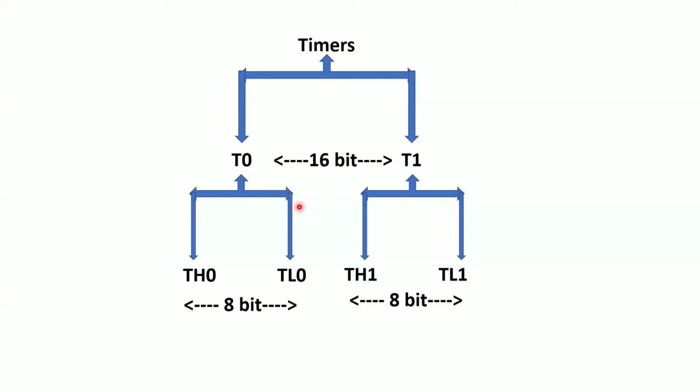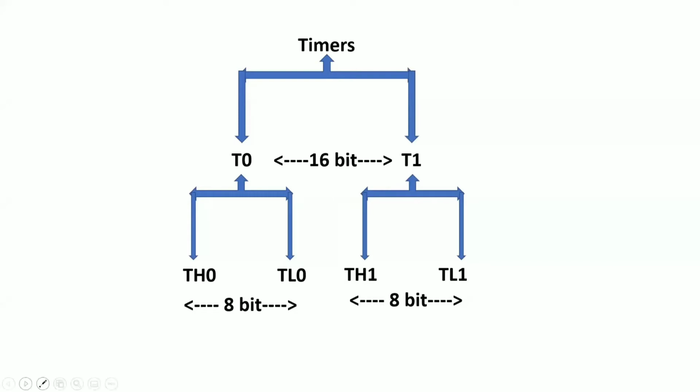Okay, so let's start. You know that our 8051 microcontroller consists of two independent timers, timer 0 and timer 1. Both are 16-bit timers, and those 16-bit timers are divided again into two 8-bit timers. Timer 0 is divided into two independent 8-bit timers, and timer 1 is also divided into two 8-bit timers. You know these things.